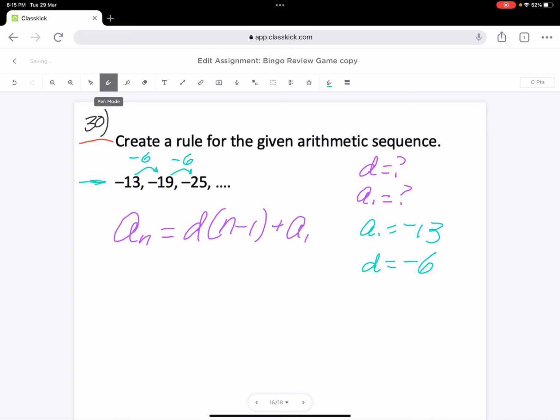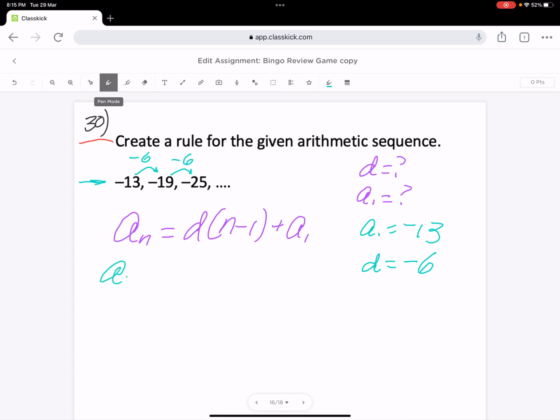You see that our numbers are getting smaller. -19 is less than -13. -25 is less than -19. So we're decreasing our value as we go, which tells us our difference has to be negative.